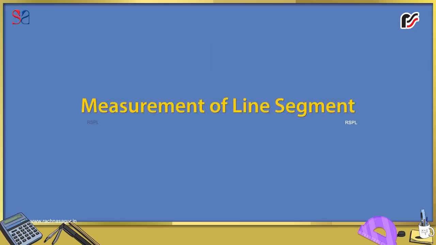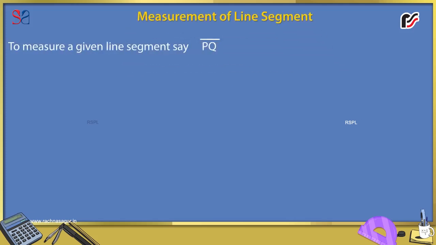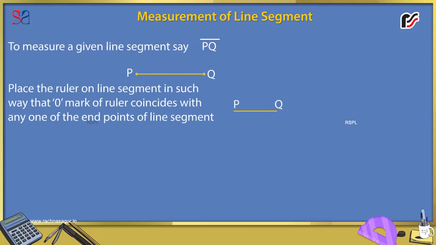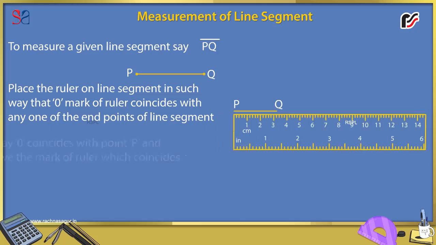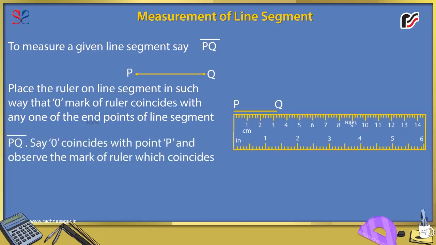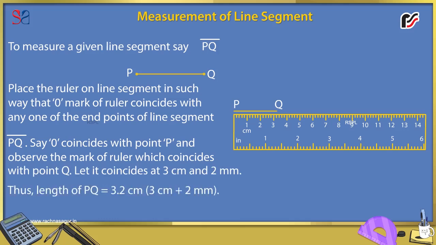Measurement of line segment. To measure a given line segment, say PQ, place the ruler on the line segment in such a way that the 0 mark of the ruler coincides with any one of the end points of line segment PQ. Say 0 coincides with point P, and observe the mark of the ruler which coincides with point Q. Let it coincide at 3 cm and 2 mm. Thus, the length of PQ is equal to 3.2 cm. In the brackets, 3 cm plus 2 mm.